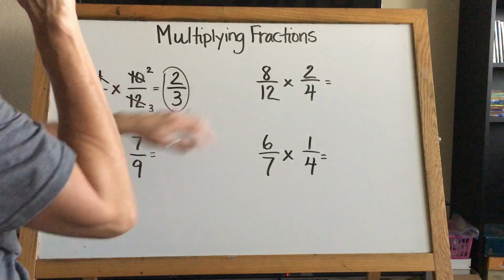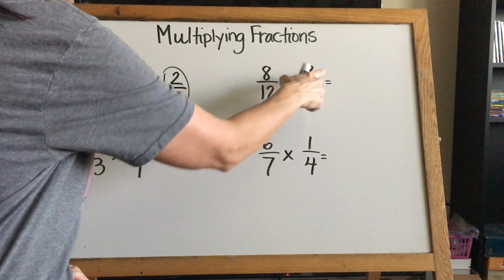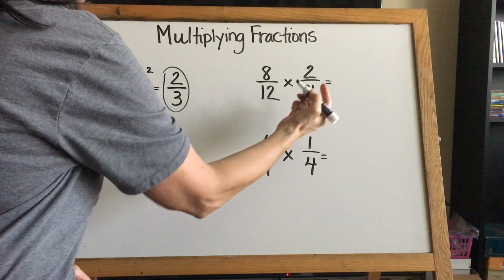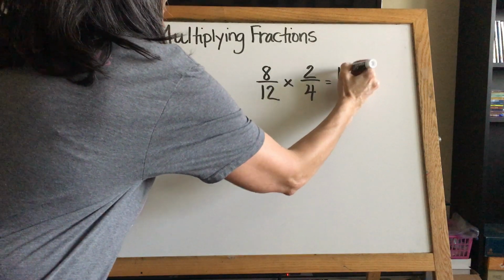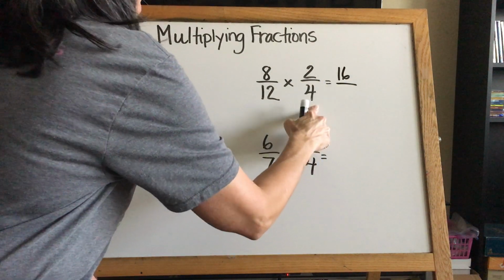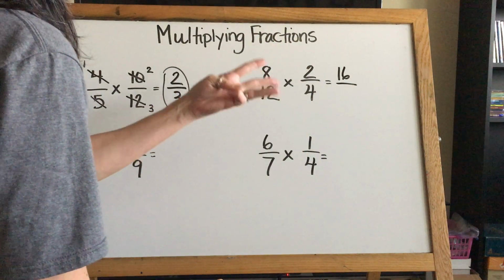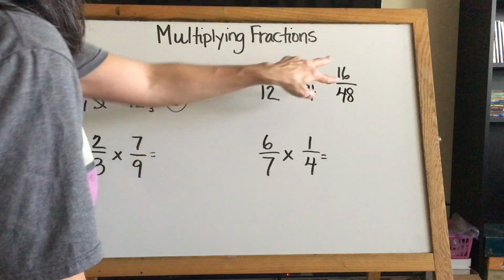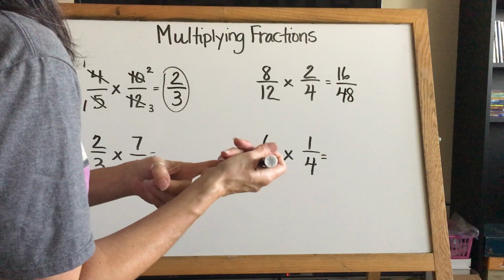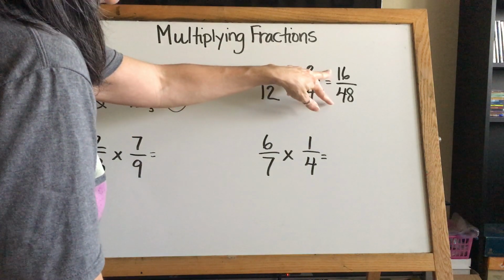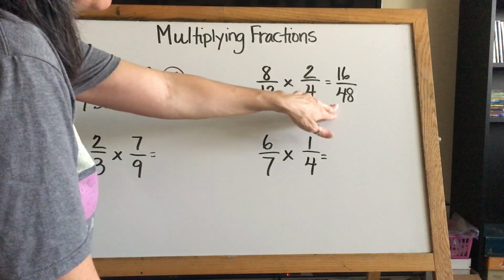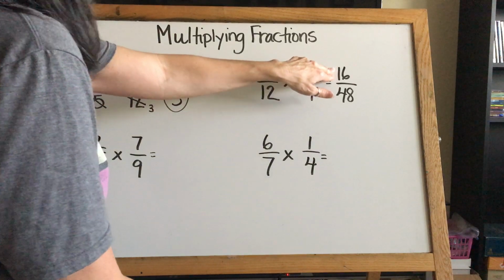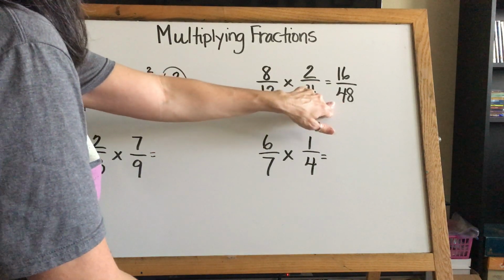So let's look at this one. We've got 8 and 4 and 2 and 12, so we can multiply straight across just like we did. 8 times 2 is 16. 12 times 4, 12, 24, 36, 48. But we obviously already know we can reduce those. They're even. We know 4 times 4 is 16. We know 4 goes into 48. We know 8 times 2 is 16, and we know 8 goes into 48.